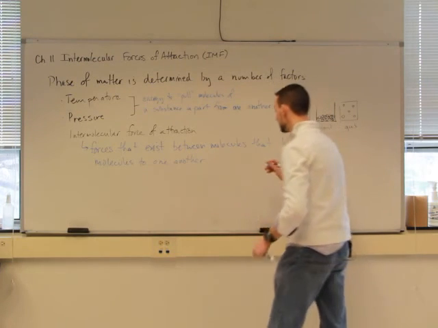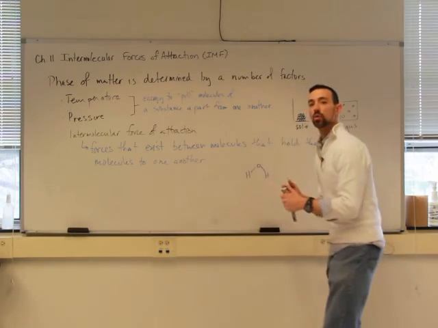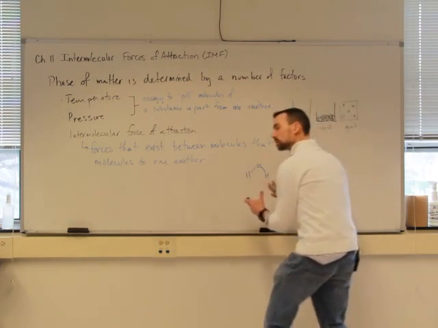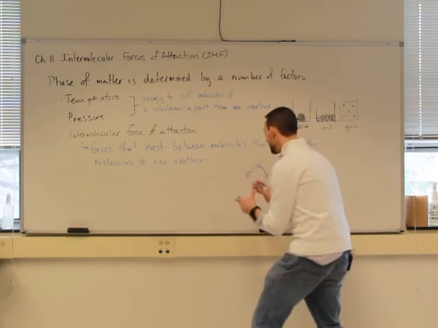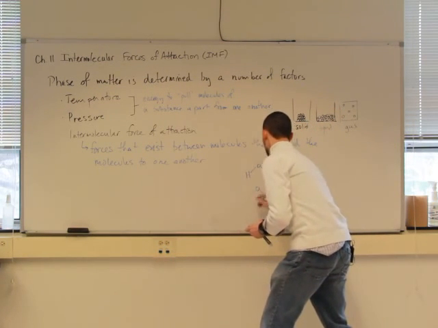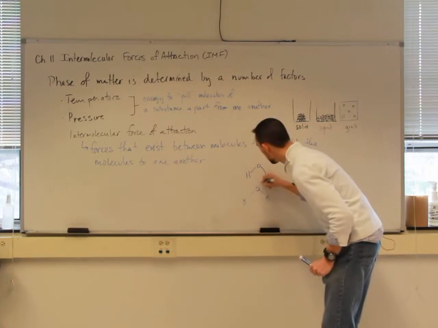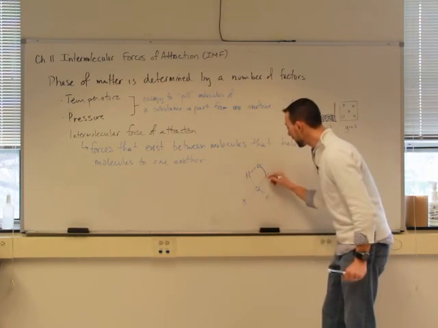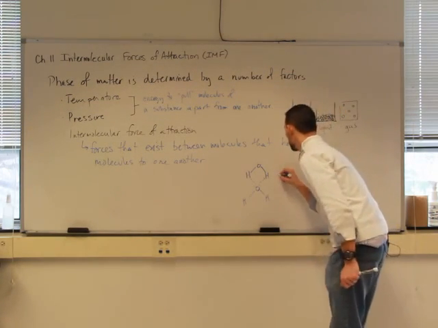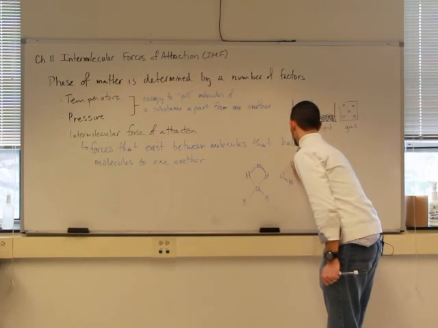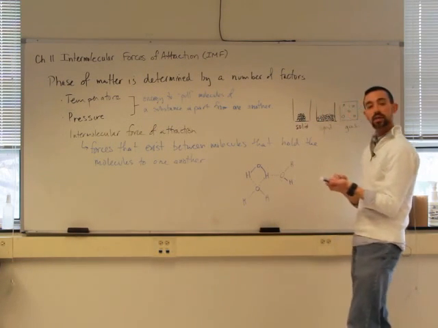Without getting too far ahead of myself, let me draw a water molecule. So we've got a single water molecule. What would cause this water molecule by itself, in the gas phase, to then stick to another water molecule? We'll often represent this attraction between molecules as a dotted or dashed line. So the black dotted lines that I've drawn here would be the attractions between two different water molecules. So these are the intermolecular forces of attraction that we're interested in.